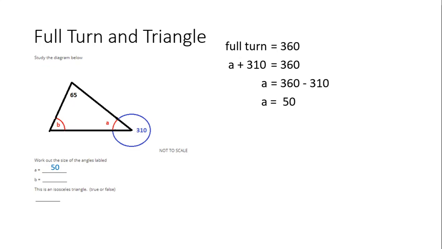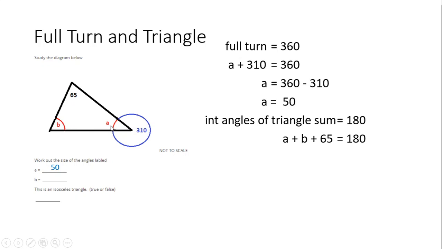Next, we want to work out what B is, and the rule that's going to help us to find B is that it's inside this triangle. I know that the interior angle sum of a triangle is 180 degrees. So I'm going to write the rule: interior angle sum of a triangle is 180 degrees. And then I'm going to write the equation, and that is that these angles add up to 180. So A plus B plus 65 equals 180.